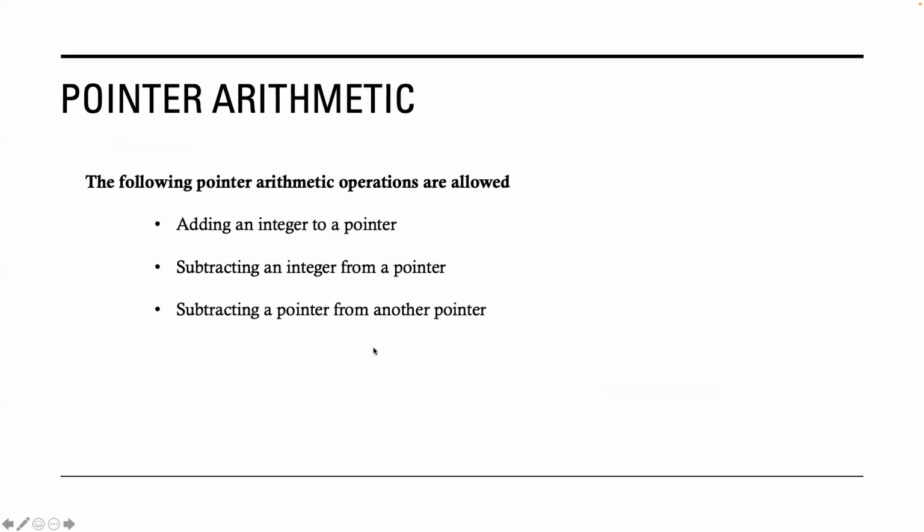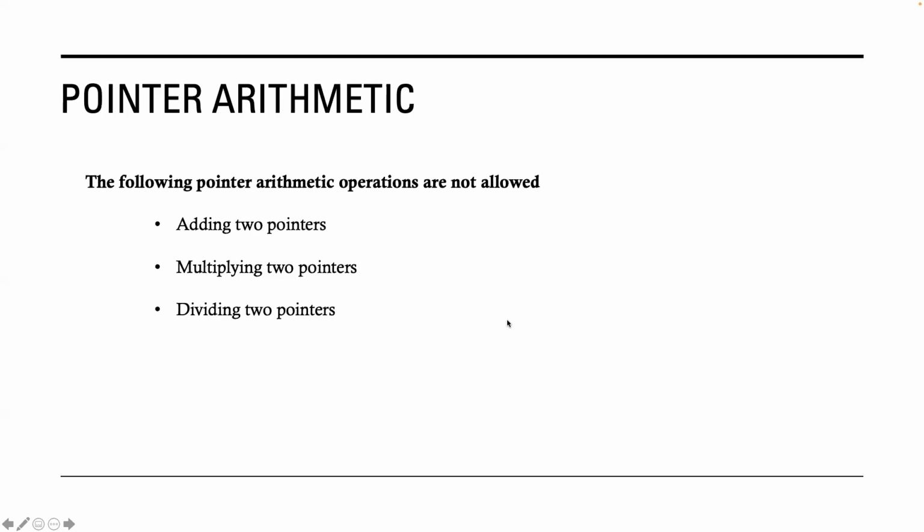There are some arithmetic operations allowed, as we discussed before. Those are adding an integer to a pointer, subtracting an integer from a pointer, and subtracting a pointer from another pointer. However, some arithmetic operations are not allowed. Those are adding 2 pointers, multiplying 2 pointers, and dividing 2 pointers.